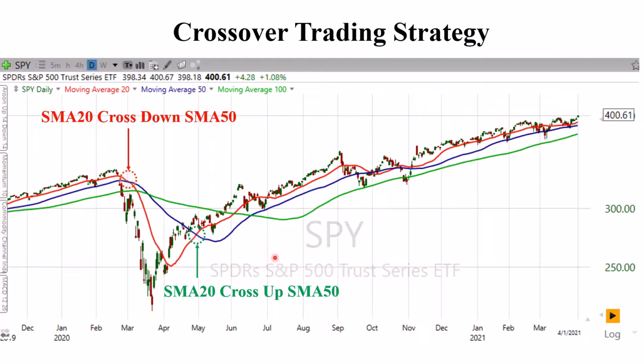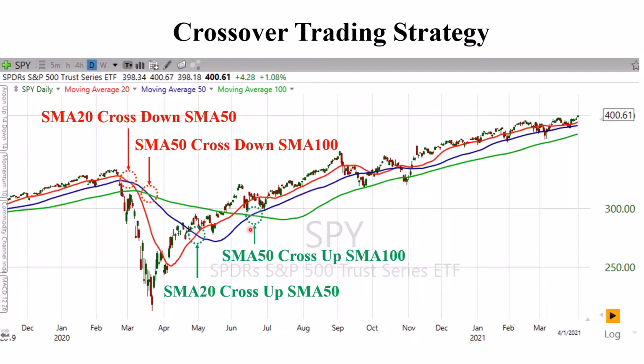SMA 50 crossing down SMA 100 is another good entry point for short selling. And then you buy to cover when SMA 50 crosses up SMA 100. Actually, these two crossovers are also great entry points to buy SPY for long. For example, we can enter the trade from here and get out over here, and re-enter here. For this entry point, you have a very extended long run.